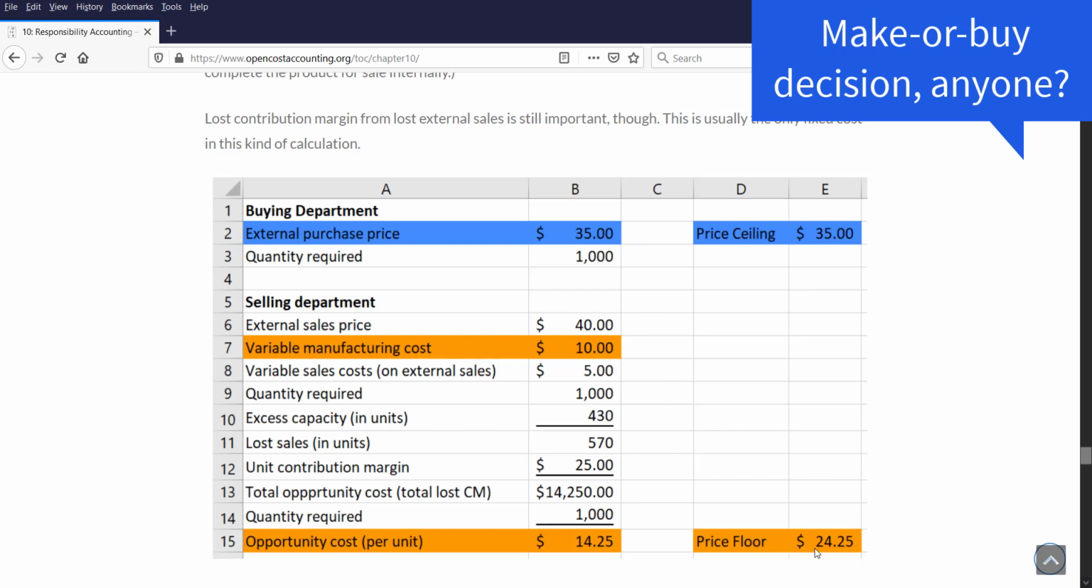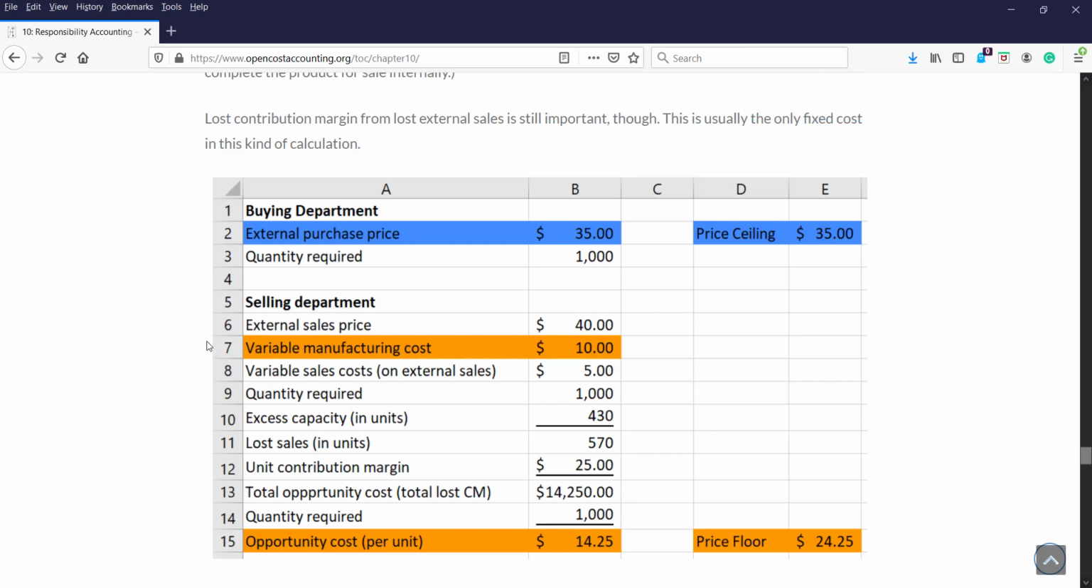And the selling department will say, well, if you don't pay this much for us, we're losing money on every single one that we produce for you, and that's not very fair to us. It will make us look worse than we otherwise should be. We will not be.